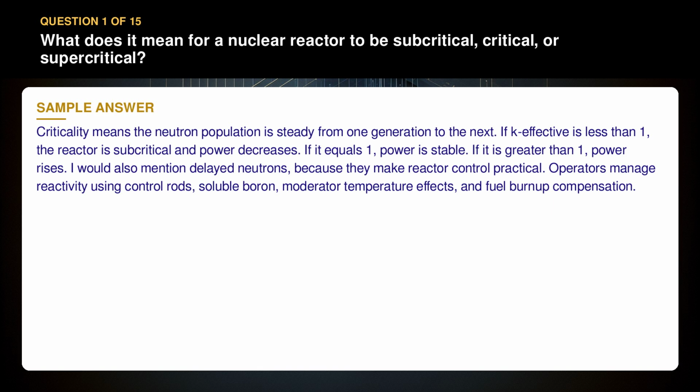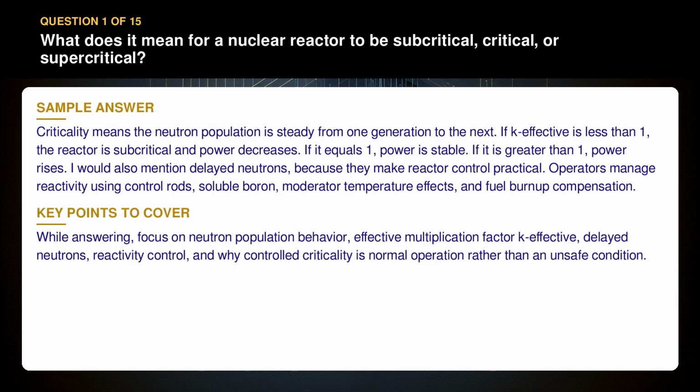I would also mention delayed neutrons because they make reactor control practical. Operators manage reactivity using control rods, soluble boron, moderator temperature effects, and fuel burnup compensation. While answering, focus on neutron population behavior, effective multiplication factor K effective, delayed neutrons, reactivity control, and why controlled criticality is normal operation rather than an unsafe condition.